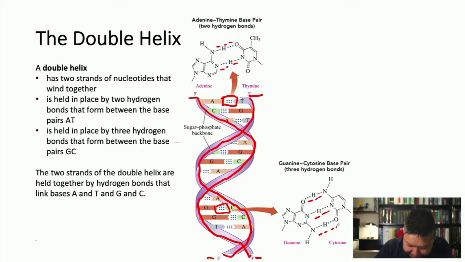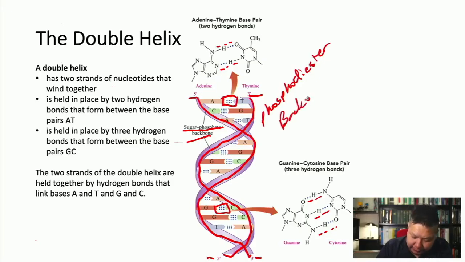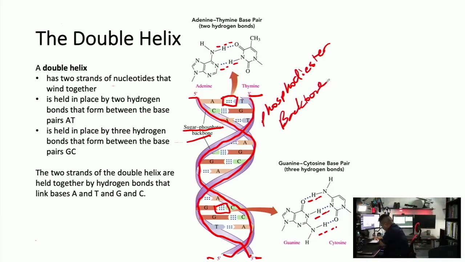Oh, and then also this purple strand, this is the sugar phosphate backbone. Or actually, I like to call it the phosphodiester backbone, right? You can call it either way. Phosphodiester backbone, or the sugar phosphate backbone. They both work for me, okay?